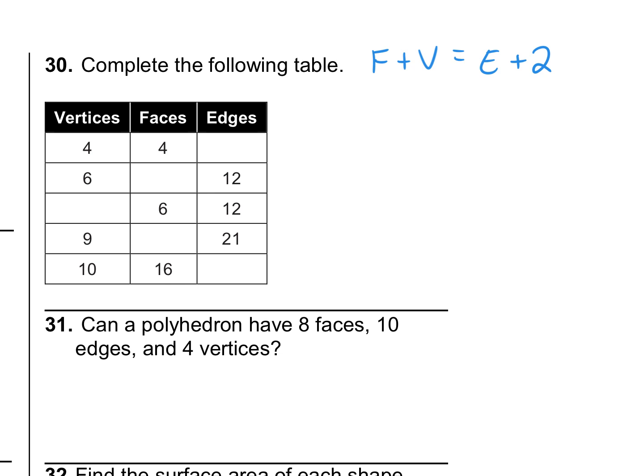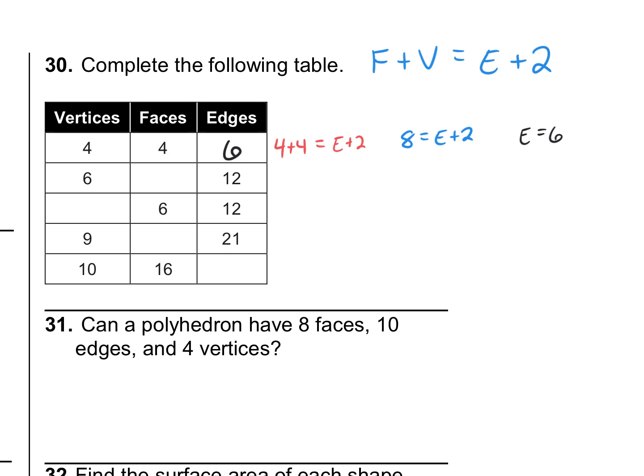Okay, so I'm going to do a couple of these with you. You're going to fill in each missing piece of the table. So if I plug it into the formula, I get 4 plus 4 equals edges plus 2. Can I turn this into 2x? No. Keep that plus sign in between them. If I simplify that, I have 8 equals edges plus 2. How do I solve from there? I would subtract 2, edges equals 6.